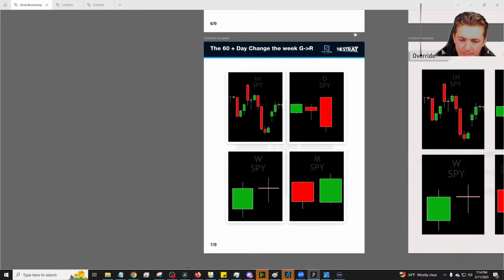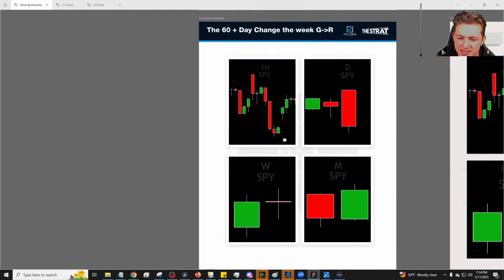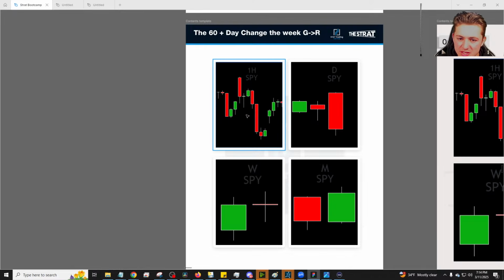Now, for example, we can see on a 60-minute basis in SPY here. So SPY gapped up. It made a new high on the day. So it started as a 2 to the upside on the day, right? It was a 2-2 reversal up, but then it went red.